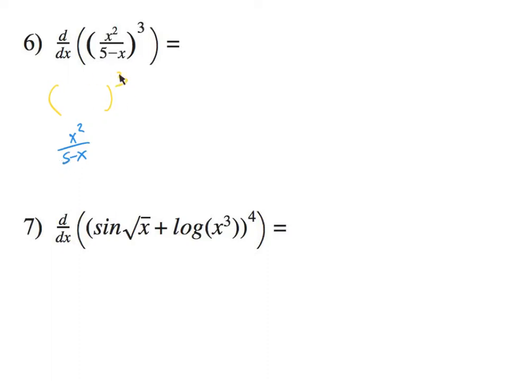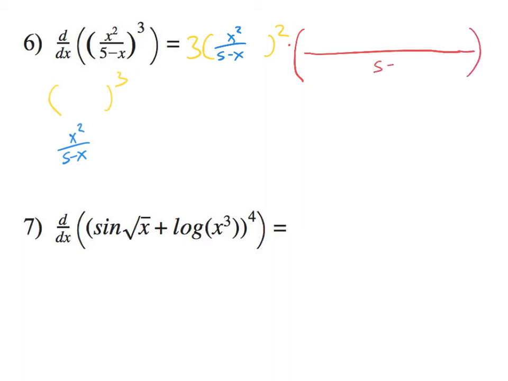So let's take the derivative of the outside, because this is a chain rule, and that would be 3 blank squared. And we chain rule, we leave the inside, so what's left in the inside is simply what we started with, x squared over 5 minus x. But now we must take the derivative of what's in the inside, and this right here is a quotient rule. So we have a quotient rule to deal with here.